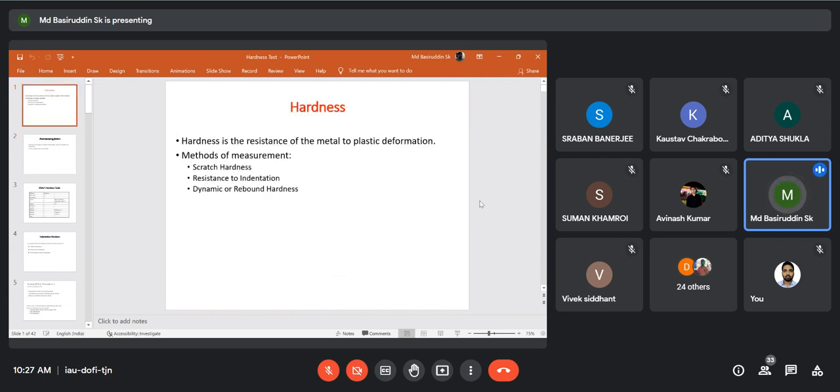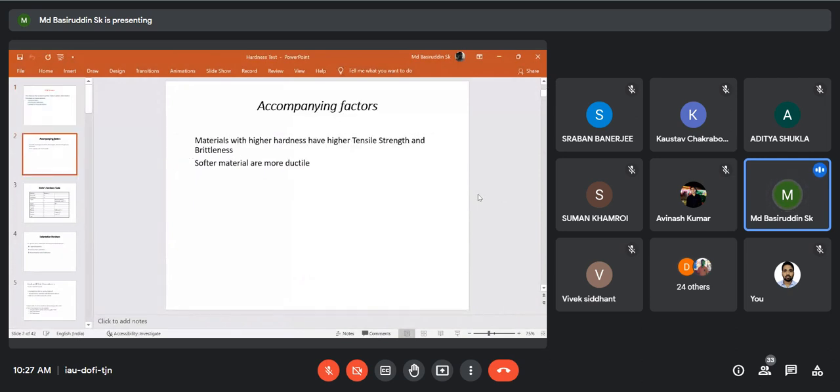Now we will talk about these things in detail. Especially in this course, we will talk about resistance to indentation, by which we measure the hardness. Now the accompanying factors are most important for qualitatively assessing any material's performance.